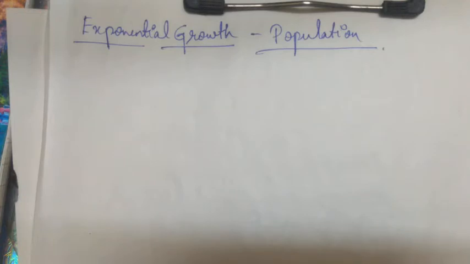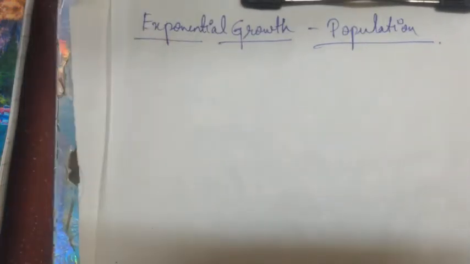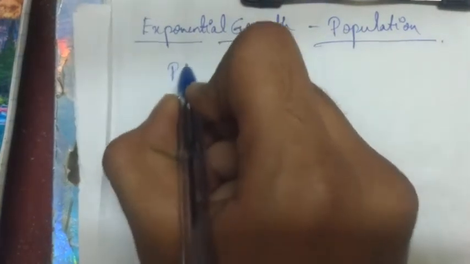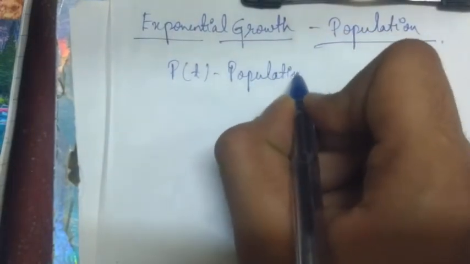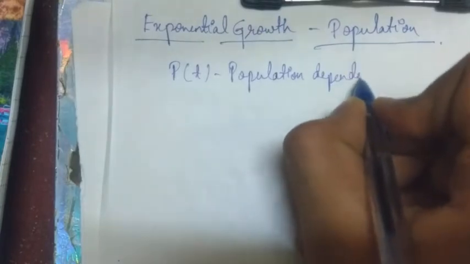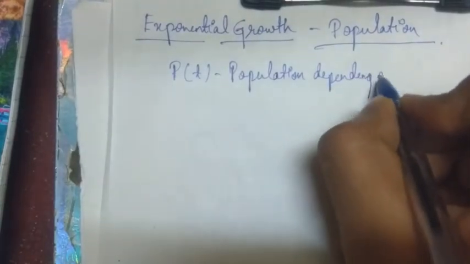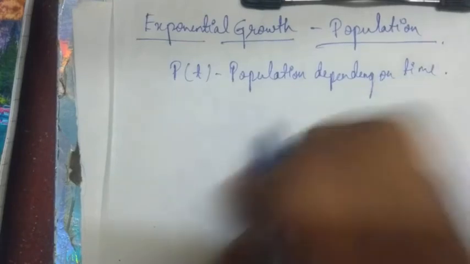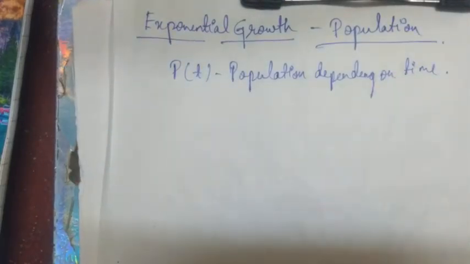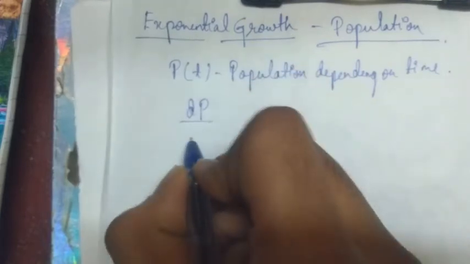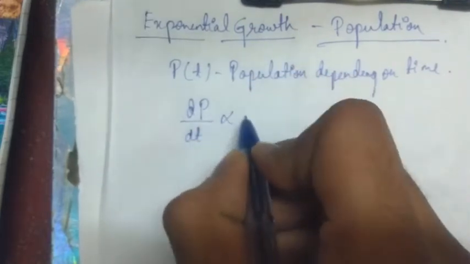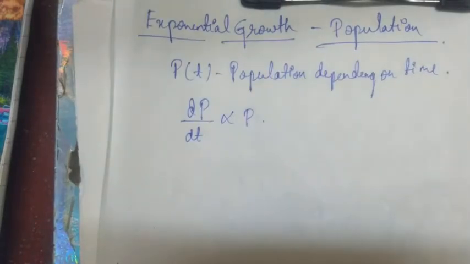Let's do it rather than talking. Let's take population depending on time as P of t. P of t is nothing but population which is depending on time. The rate of increase of population is proportional to the same quantity, P, so we take dP by dt is proportional to P, that is population.